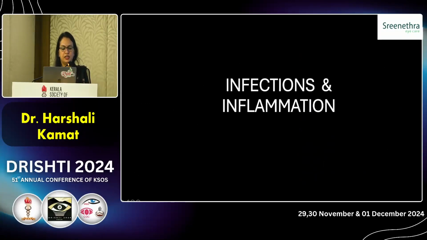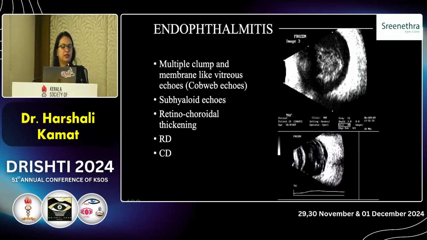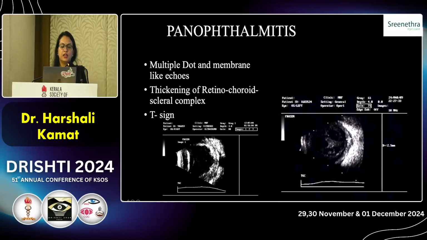Coming to infections and inflammations, in endophthalmitis, if you see a cobweb-like echo along with these dots and clumps, it's more suggestive of inflammation and endophthalmitis. There'll be sub-highlight echoes if there may be associated PVD. If it is progressing to panophthalmitis, you may have localized subtenon's widening or, in advanced cases, the T sign, wherein you see this subtenon space widening along with the optic nerve shadow of a T sign.